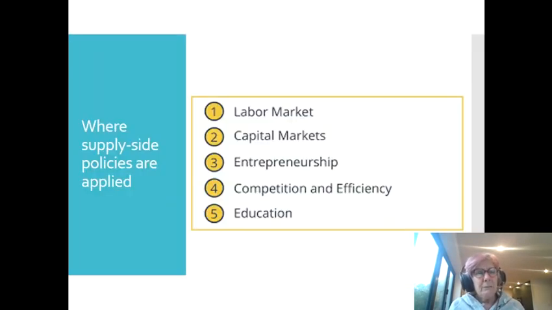Supply side policies tend to be applied to those four factors of production that we mentioned earlier: land, labour, capital, and enterprise. We want to try and make each of these things as efficient as possible: an efficient labour market, an efficient capital market, entrepreneurship made easy and possible for lots of people, competition working well, and education working to improve the quality of the labour in our labour market. So let's think about some practical examples of some of these things.